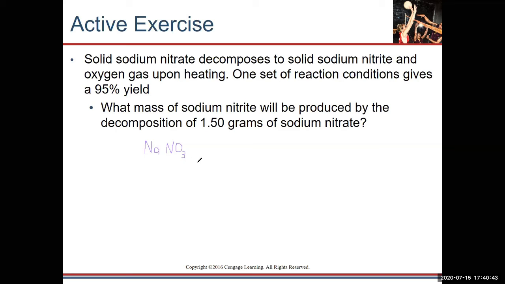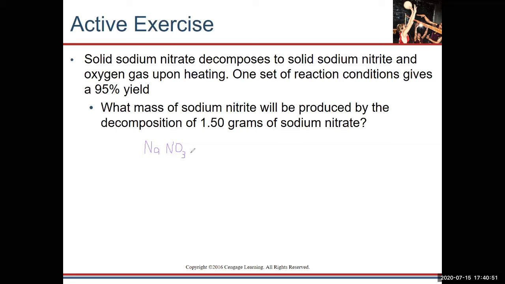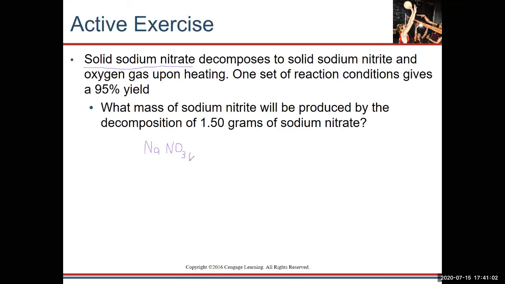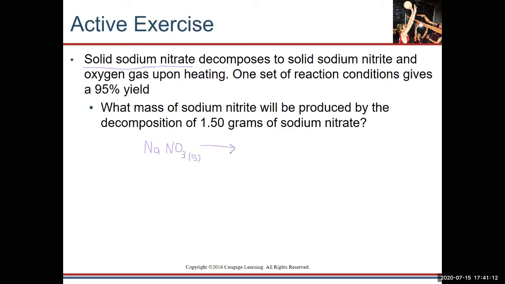And then it says, solid, liquid, gas, or other? And we make it become 2. Wait, hold on. Slow down. Solid, liquid, gas, or other? Solid. That's right, solid, because it says solid sodium nitrate.